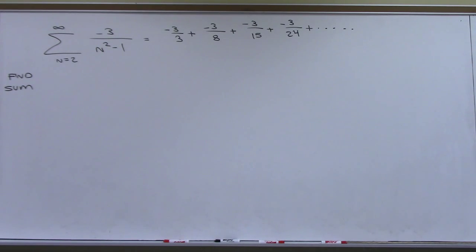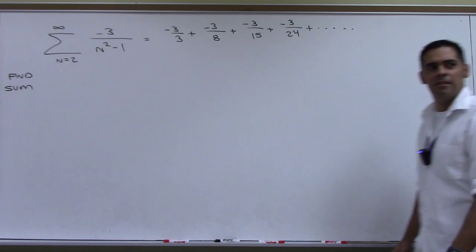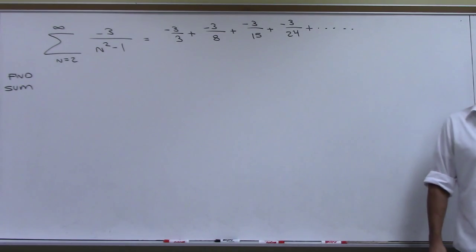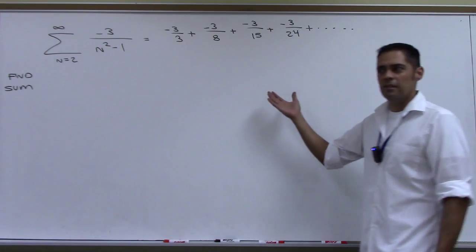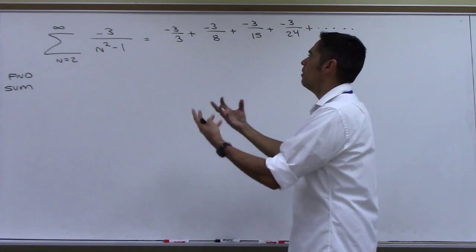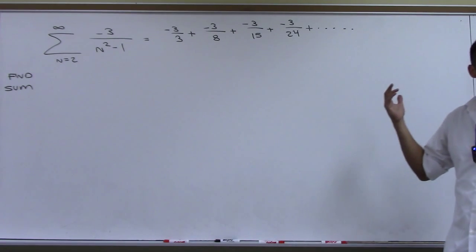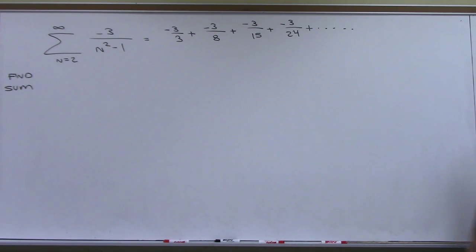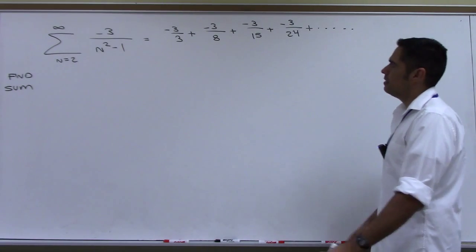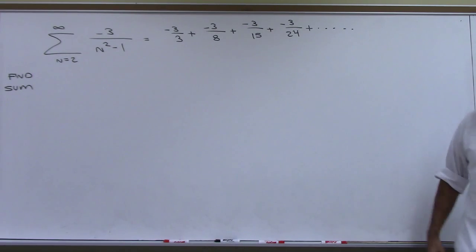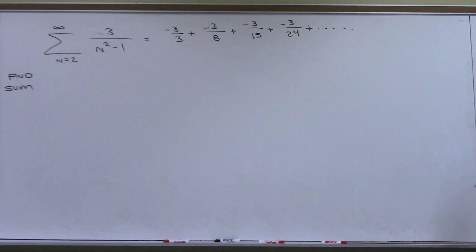Can anybody tell me why you should be concerned? Nothing's canceling, right? Do y'all see that? Nothing is canceling here. At a minimum, we would need at least some of these to be positive, wouldn't we? They're all negative. So your instinct here would be, well, maybe it's not telescoping, right? I mean, how could it possibly be telescoping?